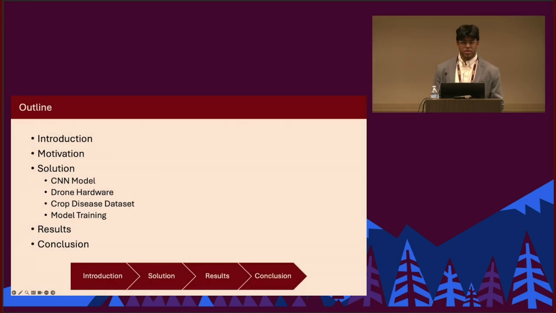To get started and outline today's presentation, I'll start off with the introduction, the motivation and current solutions available behind this work, my solution and my approach to tackling this problem, including the CNN model used, the drone hardware that was made, the crop disease dataset used to train our model, and then how we trained the model using HPC, and then finishing off with the results and the conclusion we derived from this research.